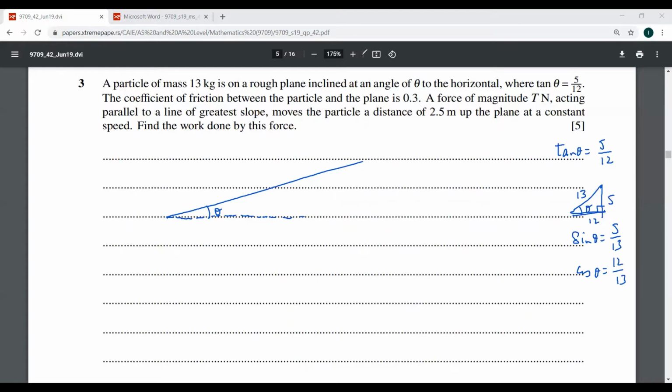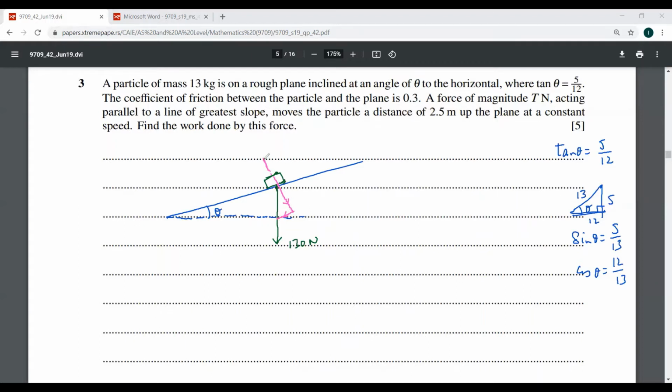Now here is this particle. Let me put it here. Now this has a mass of 13 kg, so I'll be showing its weight down here. That is 130 newtons. And I'll be resolving this weight parallel and perpendicular to this inclined surface over here. Do you remember this typical diagram? So I'll be resolving it like this.